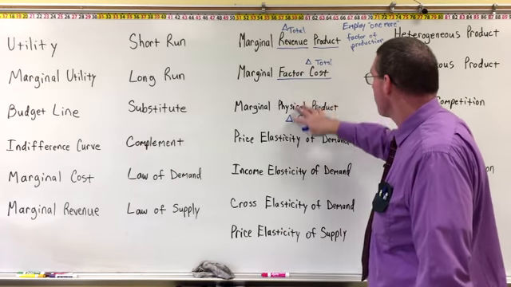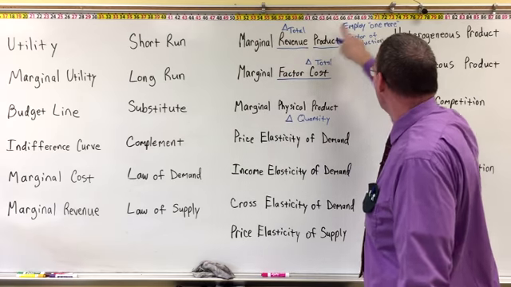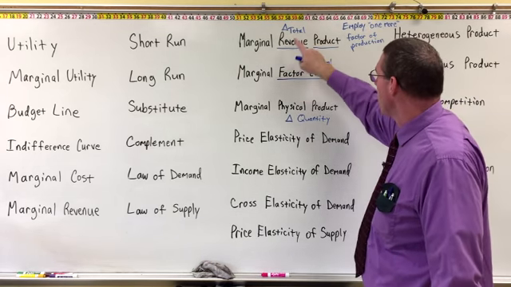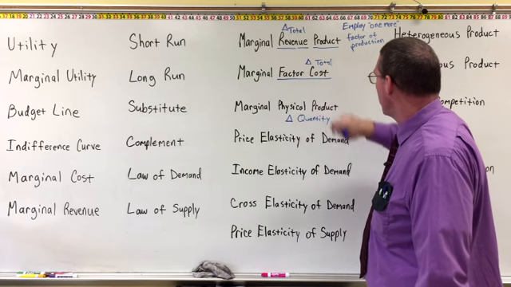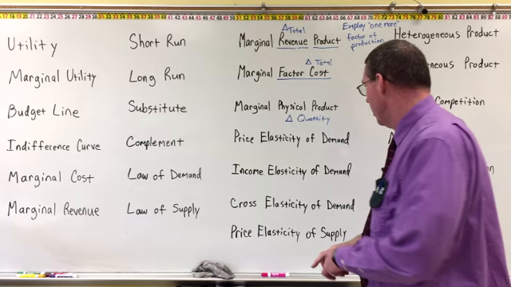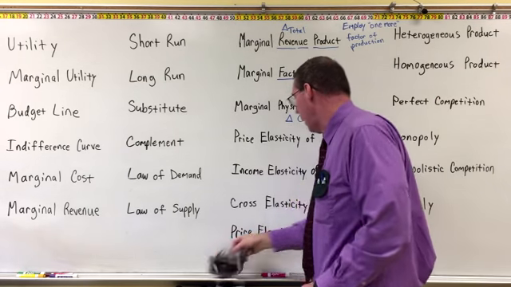So these three all basically say marginal. If I employ one more factor of production, how will my total revenue change? How will my total cost change? And how will my quantity produced change? Okay. All right, let's now come down here to elasticity.